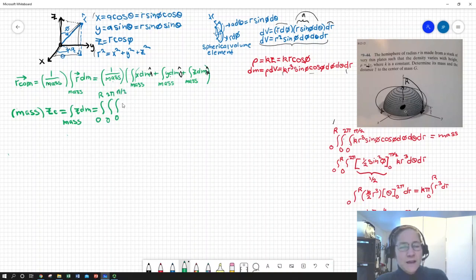Now we've got z, which is r cosine phi. And now we have dm, which is k r cubed times sine phi cosine phi d phi d theta dr.